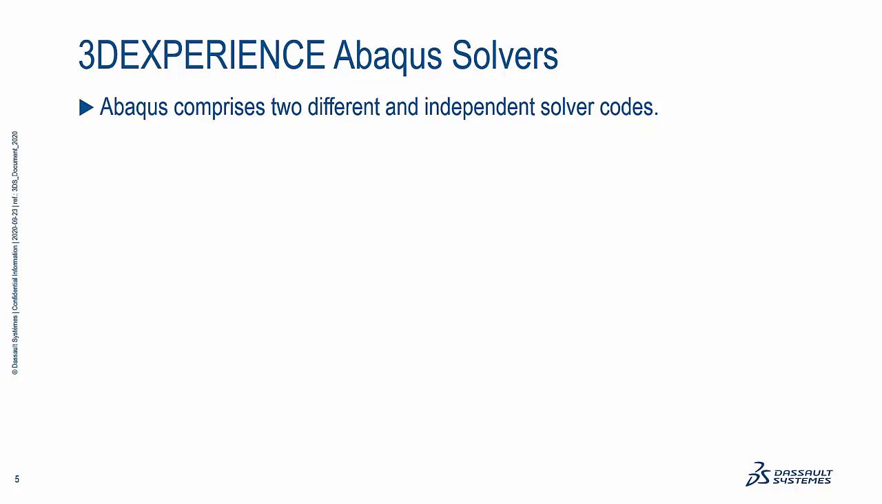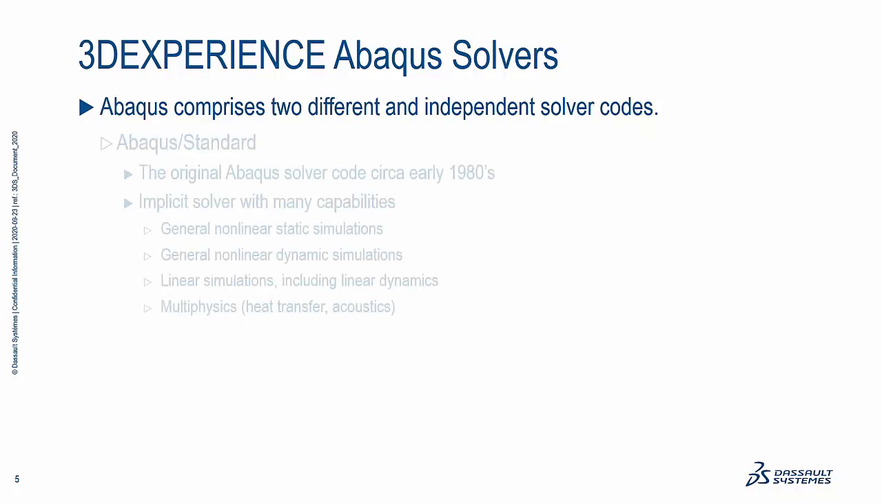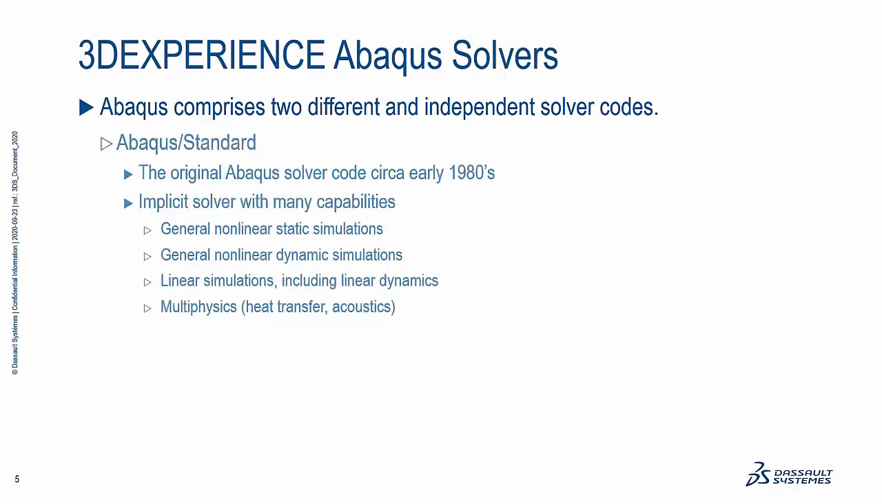There's one solver, so for those of you moving to the 3D Experience platform, you're already going to be using the Abaqus solvers that you're familiar with. Beginning with Abaqus Standard, it's known as Abaqus Standard because it is the original solver that was developed starting with David Hibbett in the late 70s and was released for the first time in, I want to say, 1978. It's an implicit solver.